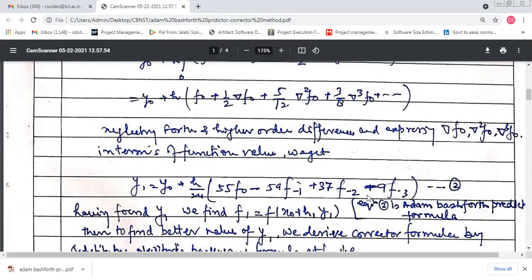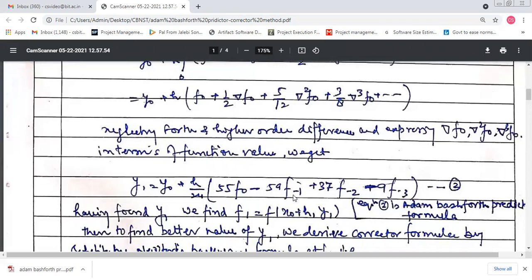This equation, equation number 3, is known as the Adams-Bashforth predictor formula. Now, this value of y1 can be computed because we know y0, we know h, we know 24, and we know f0, which we have computed earlier.